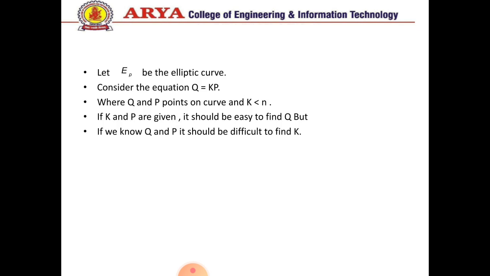So the logic of elliptic curve cryptography is that if EP is the elliptic curve and consider the equation Q equal to K into P, where Q and P are points on the curve and the constant K is less than N. If K and P are given, then it should be easy to find Q, but if we know Q and P, it should be difficult to find K. So basically it is a trapdoor function, meaning if we know K and P, then finding Q is easy, but if we know Q and P, then finding the constant K is difficult.